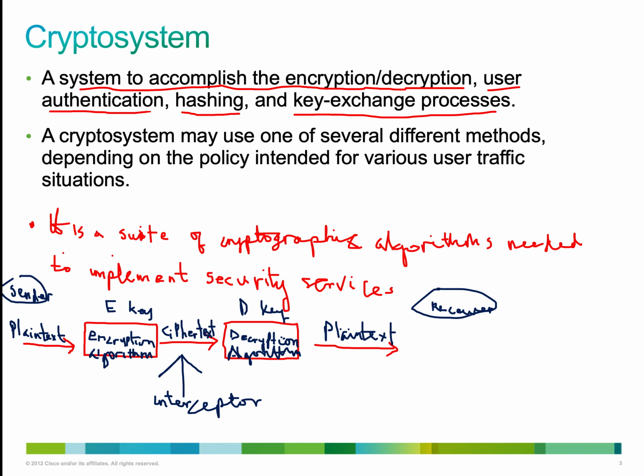It's a suite of cryptographic algorithms needed to implement security services every time we have a network system or between networks, maybe from the head office of a big corporation to the branch offices. Okay, so we're going to talk about all of this. A crypto system may use one of several different methods. Does it have to be just one method or one way? We're going to describe the different methods used in a crypto system. It all depends on the policies needed for the various user traffic in any given situation.